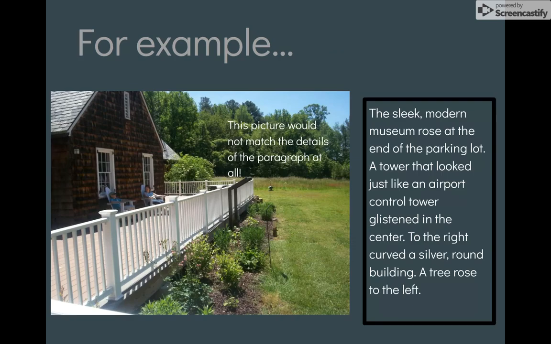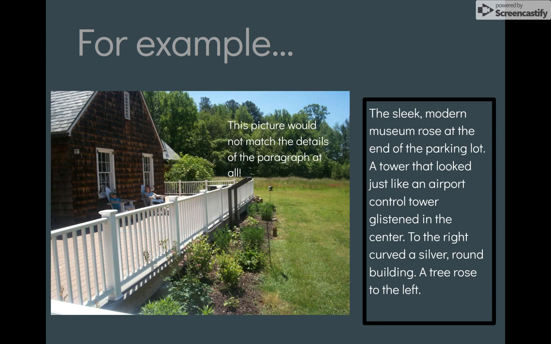So look at this. This picture would not match the details of the paragraph at all. First of all, there's no parking lot. Second, that doesn't really look like a museum. And then third, I don't even see a tower. There are trees, but I don't really see a tree to the left, more behind this house. So even though this is kind of a cool picture, it doesn't match the text at all. So this visualization is wrong.